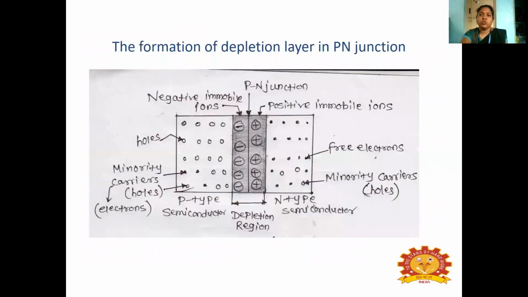This diagram shows the clear formation of the depletion layer in a PN junction. You can see the P-type and N-type material. The P-type material has majority carriers of holes, and minority carriers will be electrons. Likewise, the N-type material has majority carriers of electrons and minority carriers will be holes.